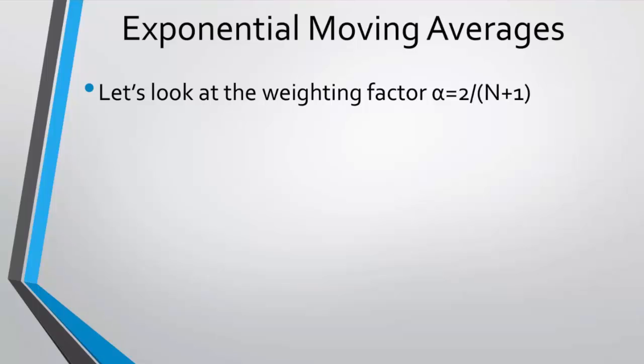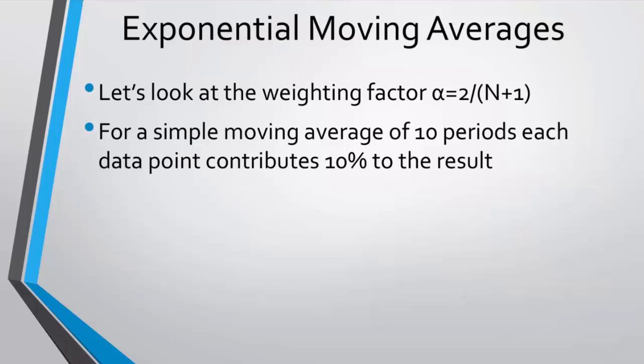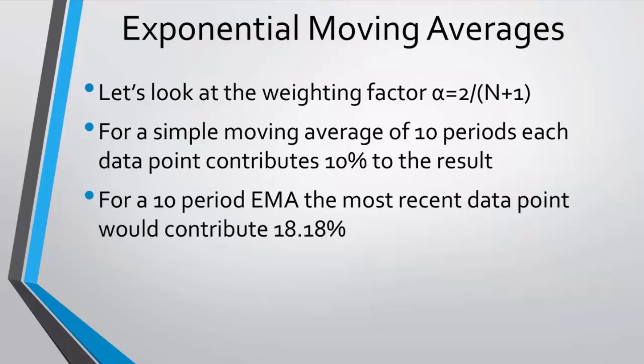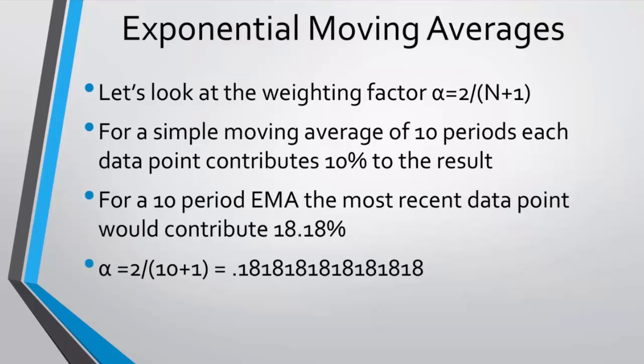Let's take a look at that weighting factor. Alpha equals 2 divided by n plus 1. So for a simple moving average of 10 periods, of course, each data point contributes 10% to the result. Why? Because you're adding all those data points, as we covered in the simple moving average video, and then dividing it by, in this case, 10. So each one would be 10%. For a 10-period exponential moving average, however, the most recent data point would contribute 18.18%. How do we get that? You can see alpha equals 2 divided by 10 plus 1, which gives us 0.181818, which is 18.18%. So whereas in the simple moving average, it's contributing 10% for that data point, exponential is contributing 18% for that most recent data point.